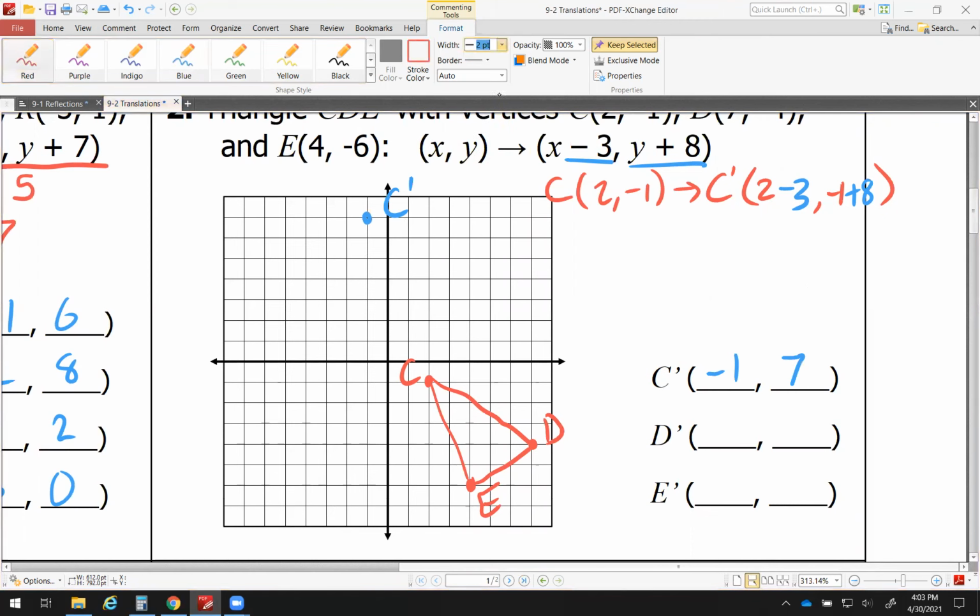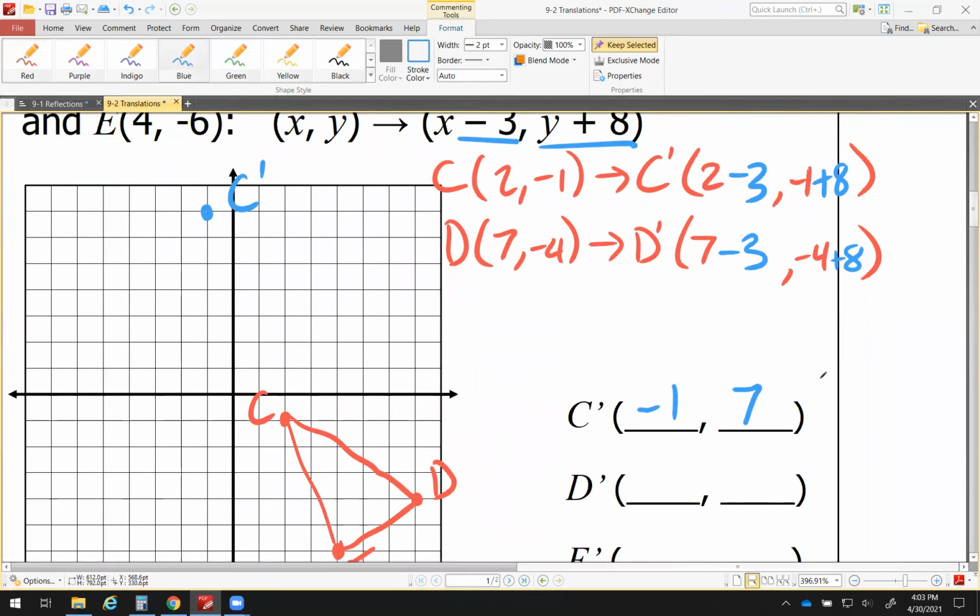I could do the same thing with D. So D was at the coordinates 7, -4. And so D prime will start at 7 and -4, but algebraically what we're doing is subtracting 3 from the x and adding 8 to the y. So 7 minus 3 is 4, and negative 4 plus 8 is 4. So D prime will end up at the point 4, comma 4. There's D prime.